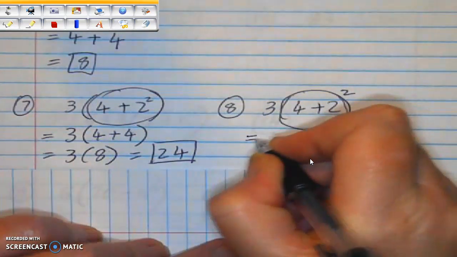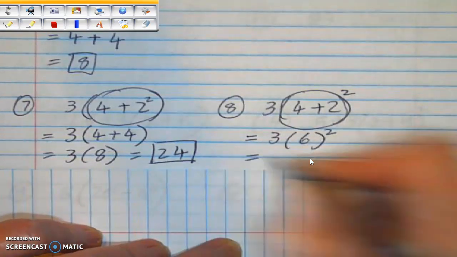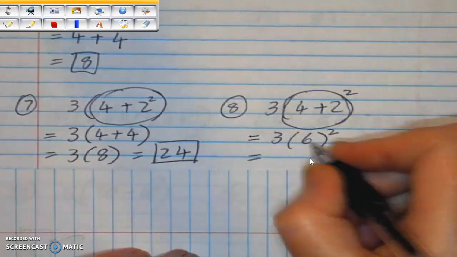This one here, number 8, becomes 3 times 6 squared. Now, which do we do first? Do we multiply 3 times 6 or do we square the 6? Look back at your notes. Which comes first? Multiplying or exponents? Multiply, so 3 times 6 and then square it, or square the 6 and then multiply by 3. The squaring comes first, the exponents come first.